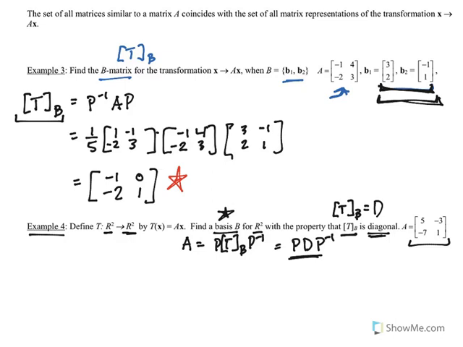So, to diagonalize the matrix, or just to find the eigenvectors, A minus lambda I. Okay, so I've got 5 minus lambda, -7, -3, 1 minus lambda. All right, finding the determinant.